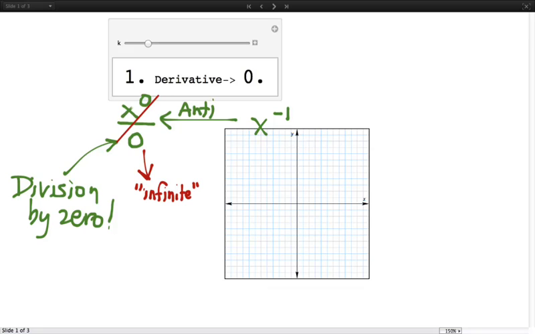So y equals x to the minus 1 is a hyperbola. It looks something like this, right? And so this is a perfectly valid function that we might want to take an antiderivative of. So it's got to have some antiderivative. It's not going to be some infinite or undefined crazy thing. So what is the antiderivative of x to the minus 1?